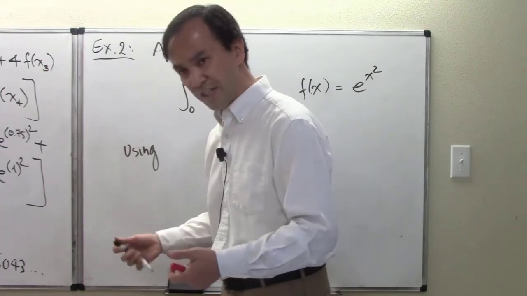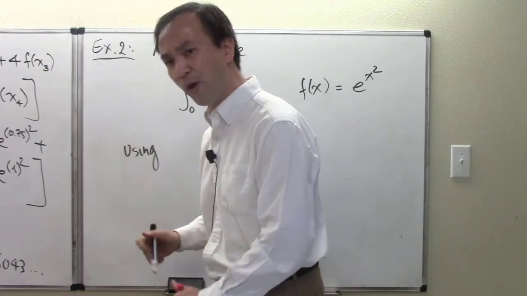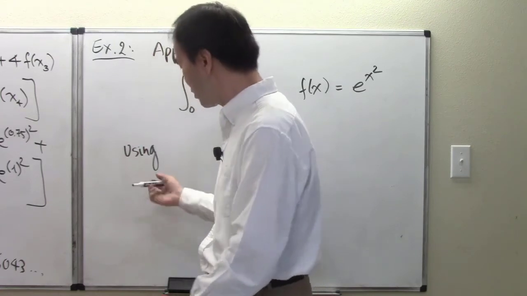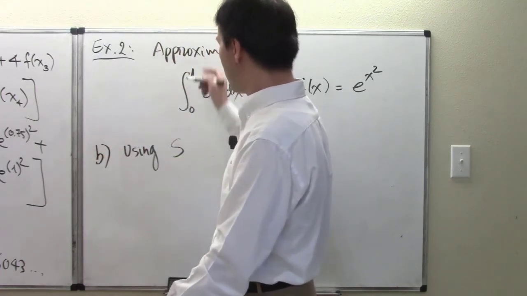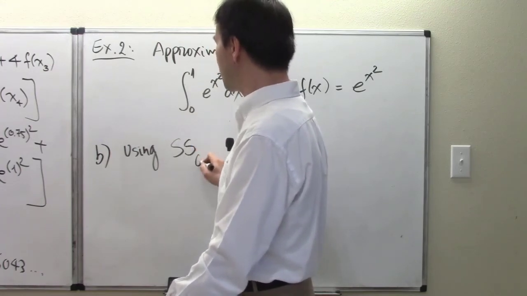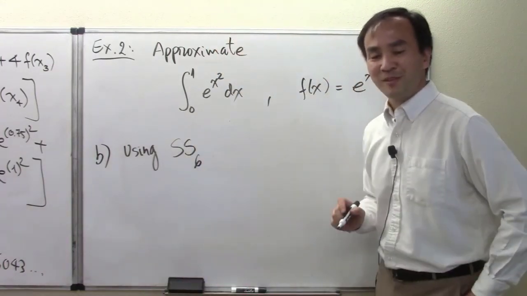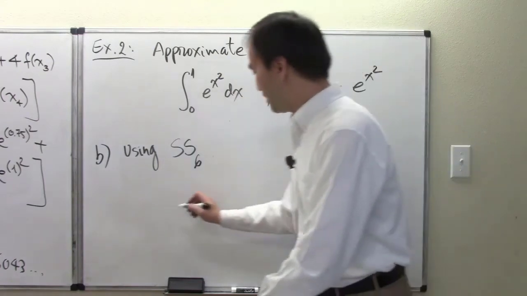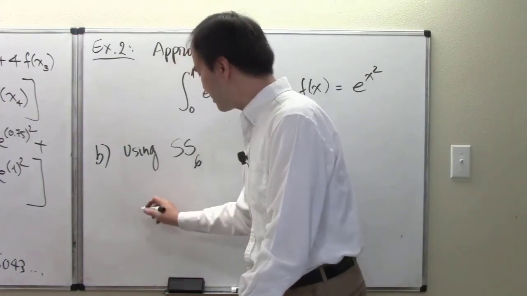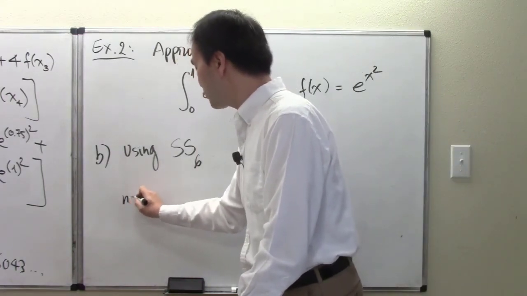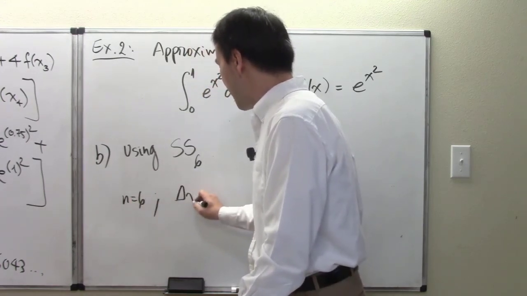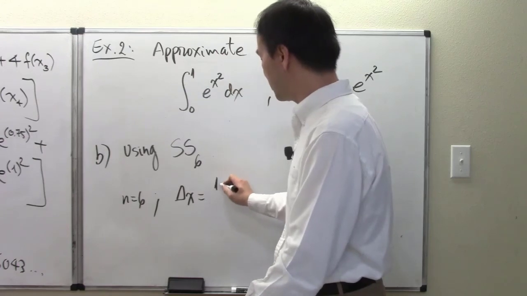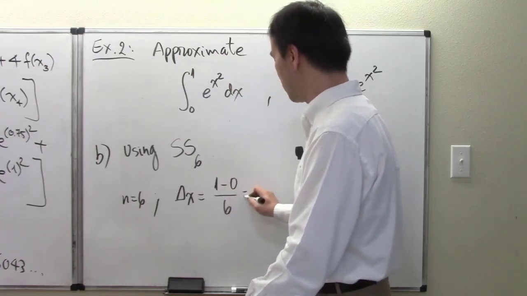As I'm going through the steps here, you can treat this problem as an FYT, as a problem where you're working on your own as well. So part B right here, I want to approximate this using Simpson's rule, but with 6 subintervals. So once again, let's lay down the information we need right here. N equals 6. It's an even number. Delta x has value 1 minus 0 divided by 6, which is 1/6.